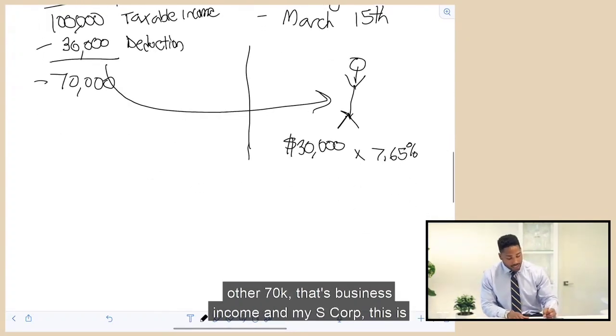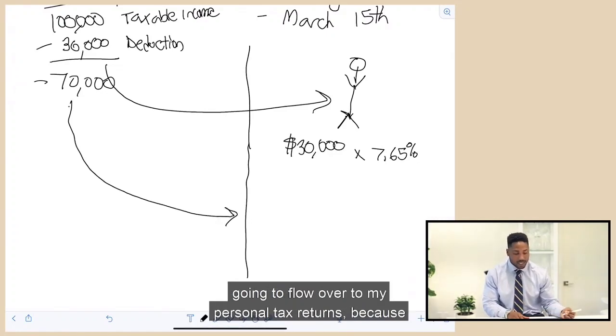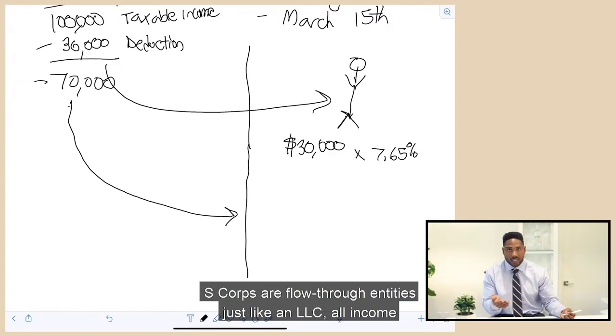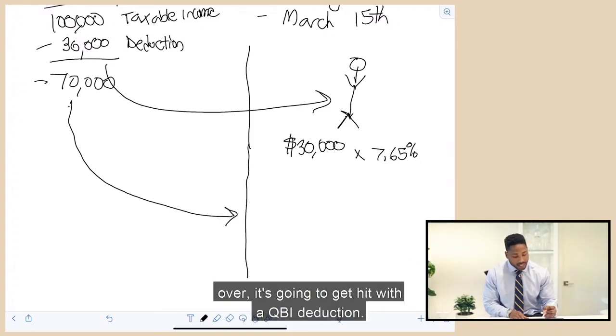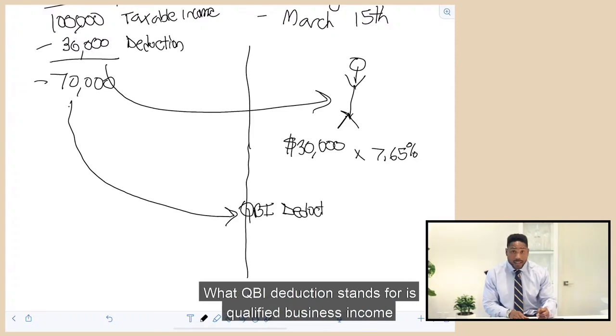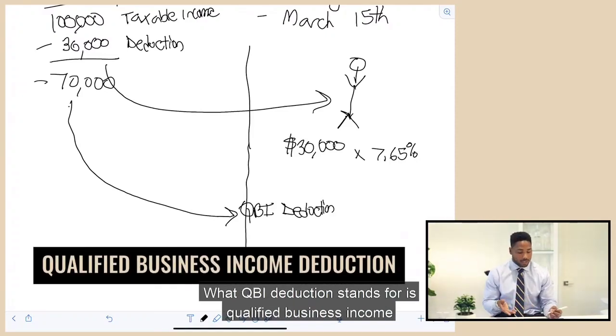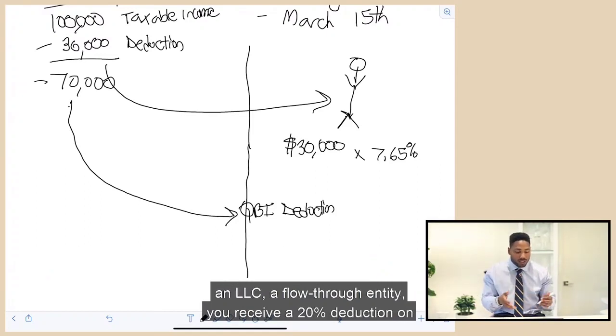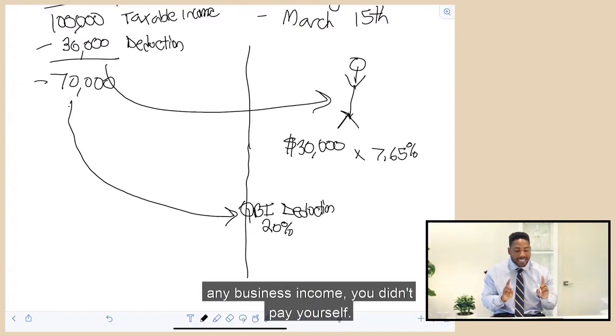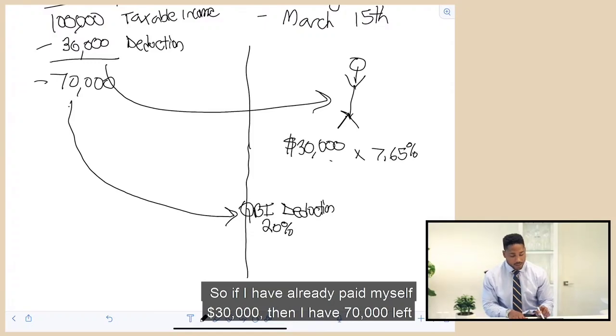Now, this other $70K that's business income in my S Corp, this is gonna flow over to my personal tax returns because S Corps are flow-through entities just like an LLC. All income flows over to the shareholder of the company. But when it flows over, it's gonna get hit with a QBI deduction. What QBI deduction stands for is qualified business income deduction. And what it means is that if you have an S Corp or an LLC, a flow-through entity, you receive a 20% deduction on any business income you didn't pay yourself. So if I have already paid myself $30,000, then I have $70,000 left in my business.